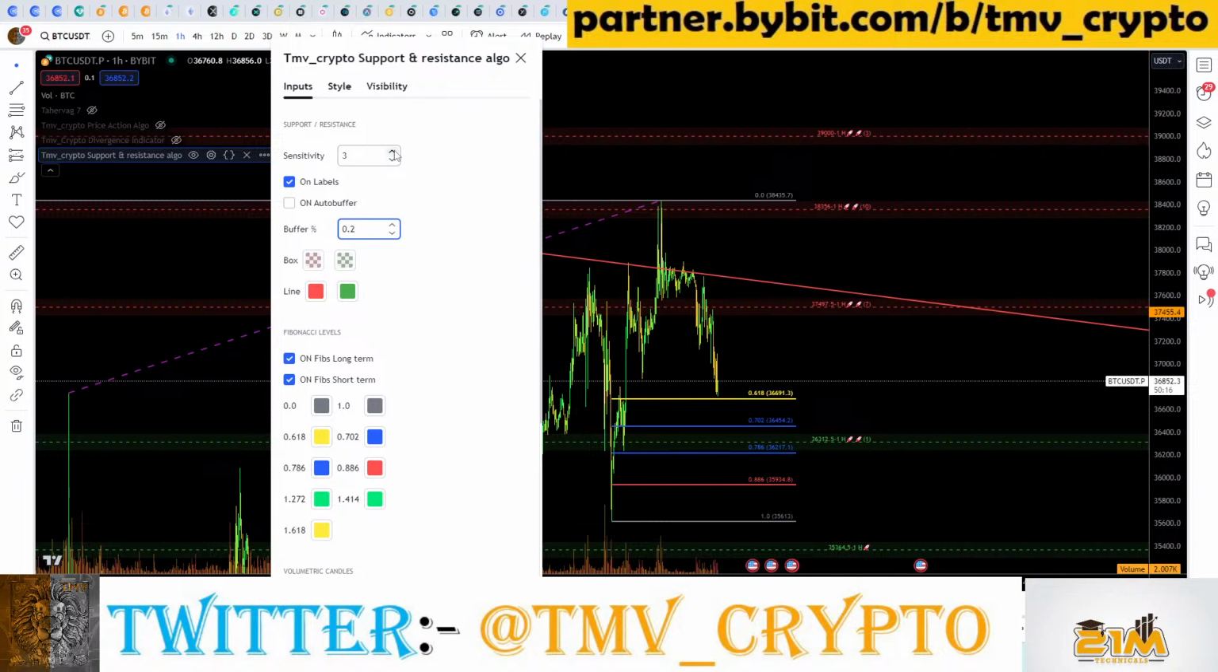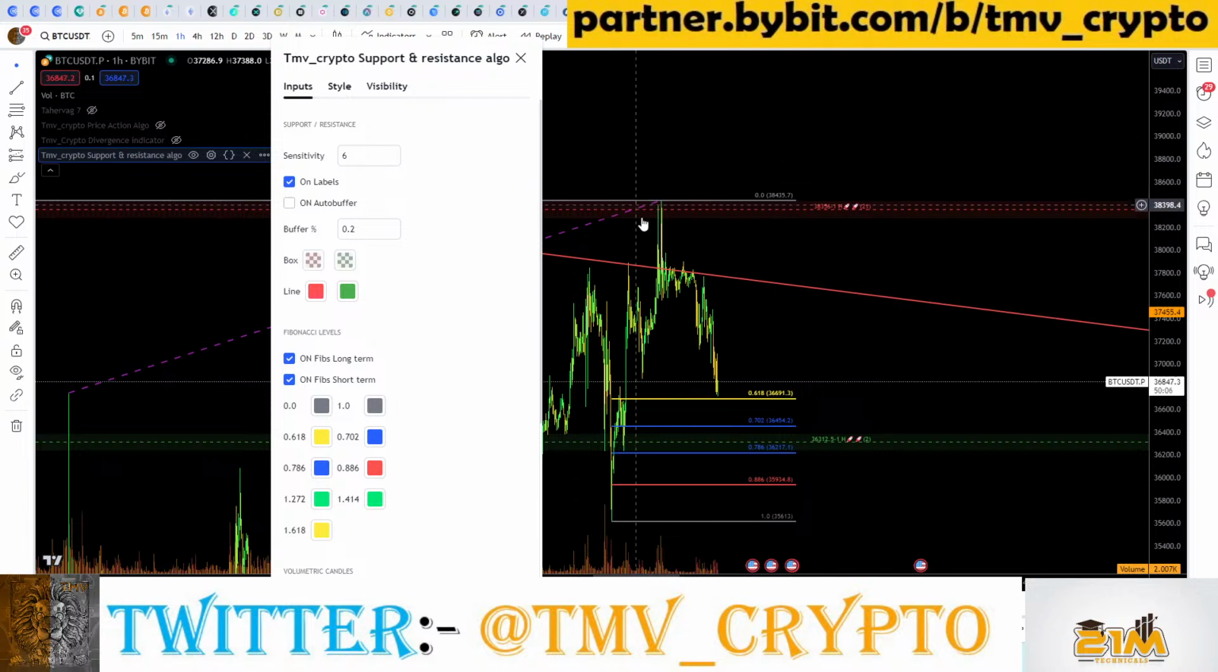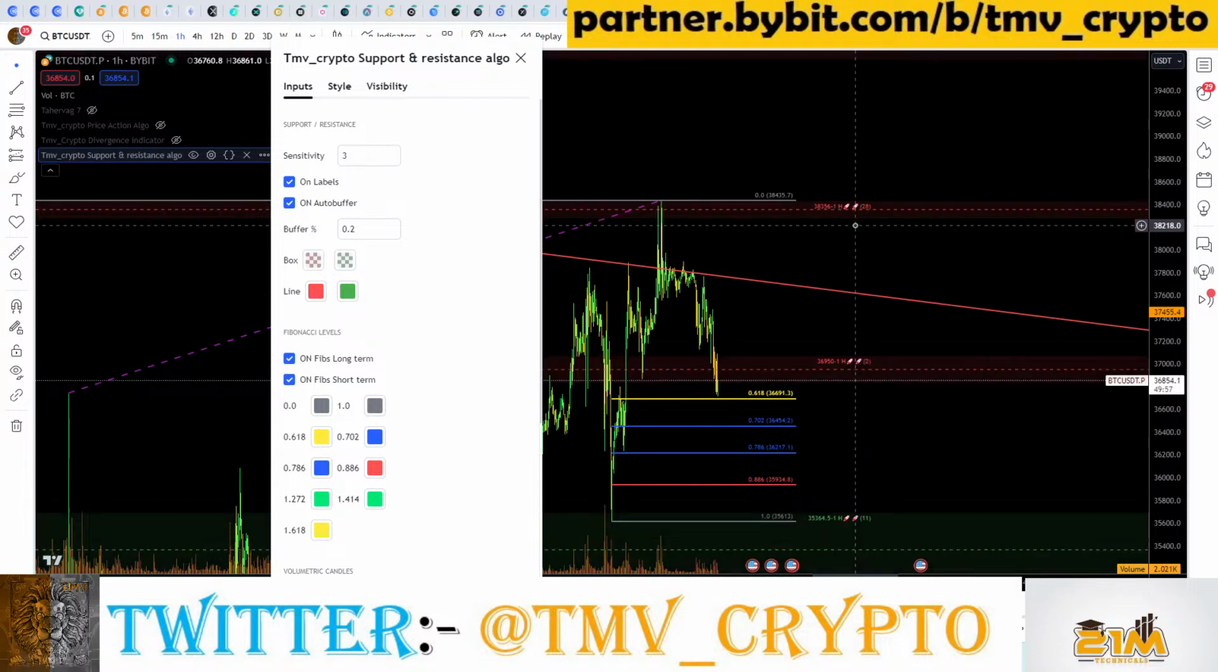If you want to increase or reduce the levels, you can play with sensitivity. You can increase it to 6 so that you don't get a lot of noise and only have some big levels where a potential reversal can happen. Even if you just have the auto buffer levels on, you will see that very close to those levels, reversals form. The 36,950 level was literally around the 35,364 level. You can just play with this buffer if you don't want the auto buffer on.